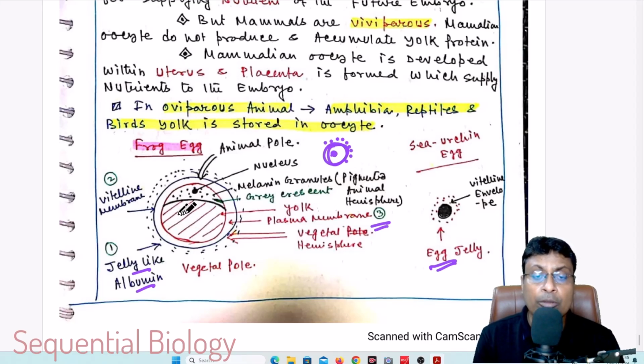Usually most of the protoplasm contains yolk, and the vegetal pole and also a few regions of the animal pole are occupied by this yolk, so the active cytoplasm is present in a very small region of the animal pole, and this active cytoplasm is called the blastodisc. And apart from this, there are many pigmented granules in the animal hemisphere. Then this is the structure of the frog egg.